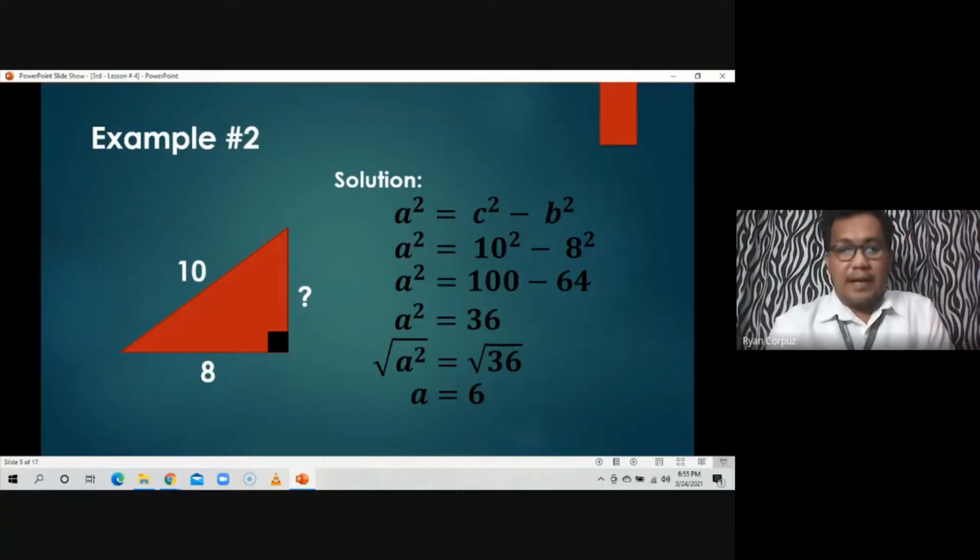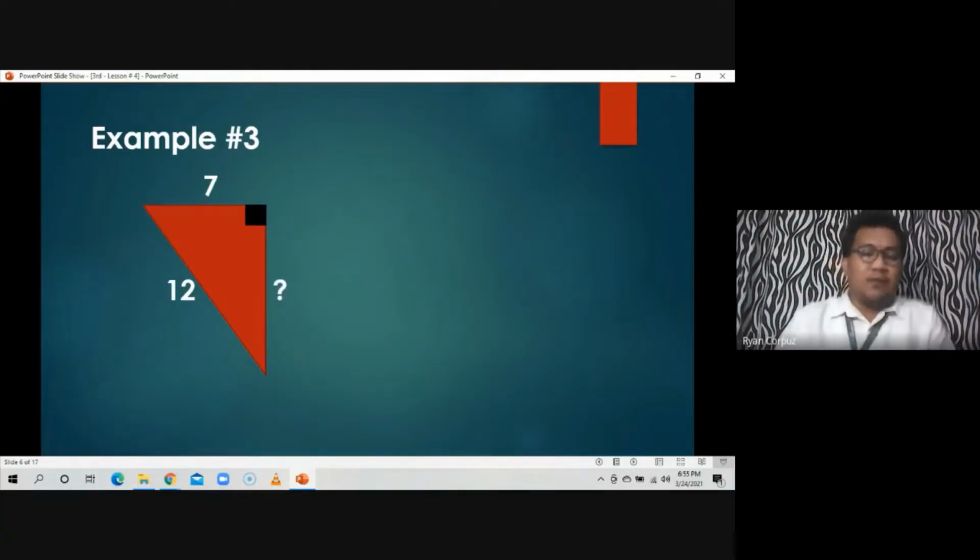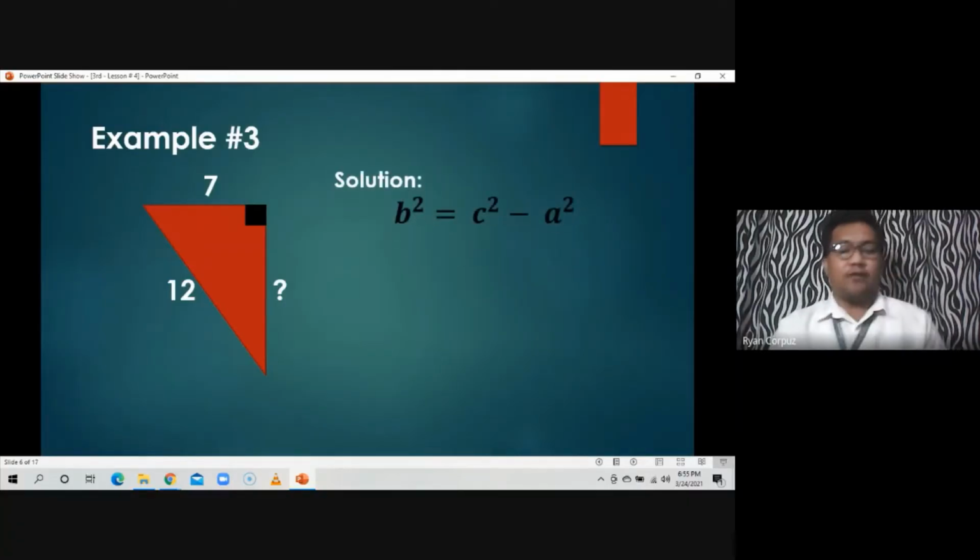So let's try another given right triangle here, with a given measure of that side, which is the hypotenuse, as 12, and that side, which is the shorter leg, as 7. So we are going to find the measure of that side, which is the longer leg. So let's say it's B. For our solution, we can make use of the other formula. So B squared is equal to C squared minus A squared.